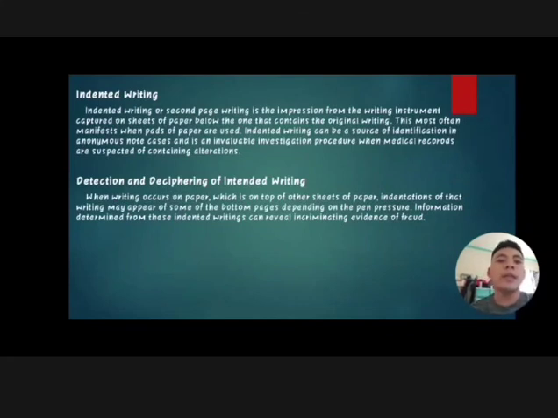Detection and deciphering of indented writing. When writing occurs on paper which is on top of other sheets of paper, indentations of that writing may appear on some of the bottom pages depending on the pen pressure. Information determined from this indented writing can reveal incriminating evidence of fraud.